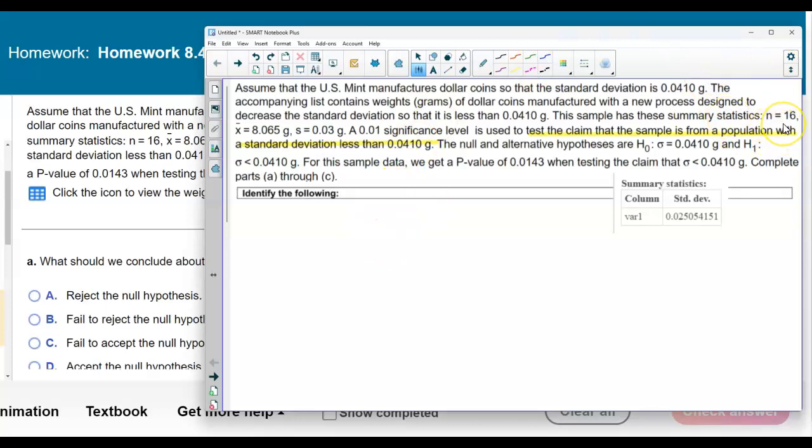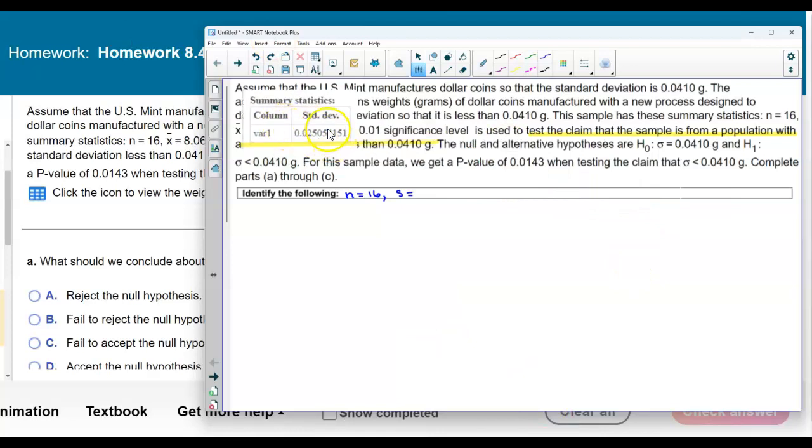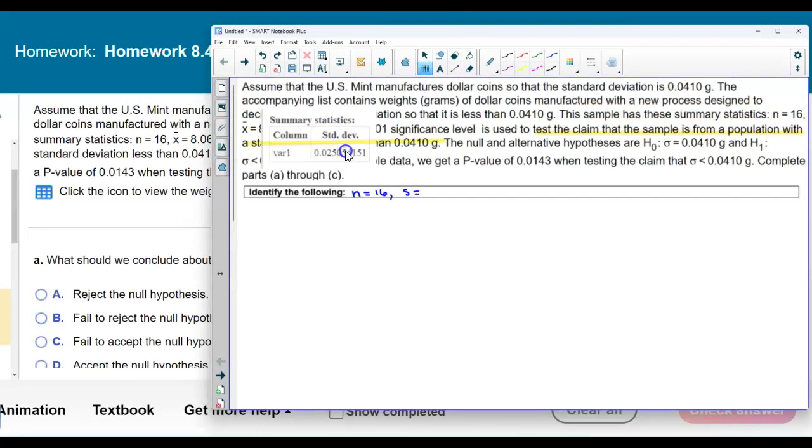And so now let's identify the following information that we need. Well, we can see that the sample size is given, so we know that n is equal to 16. We also know that the sample standard deviation is given here. So I'm going to use this number, the one we collected from the data. If we round that to 6 decimal places, we get 0.025054. And then we also know that the population standard deviation from the null hypothesis is 0.0410.